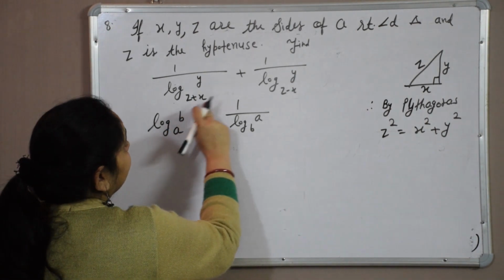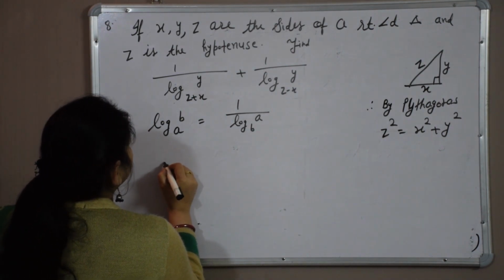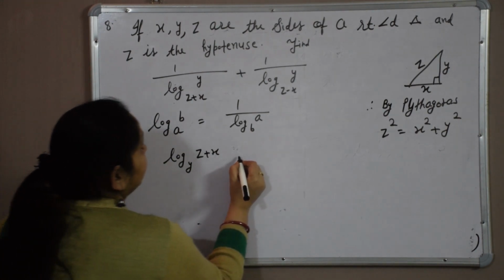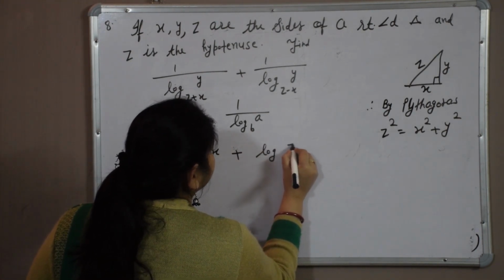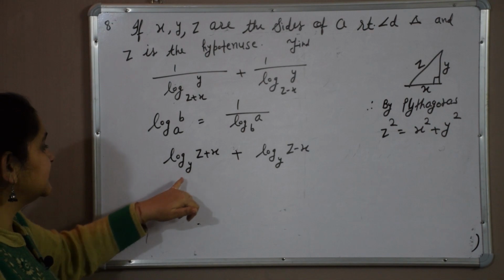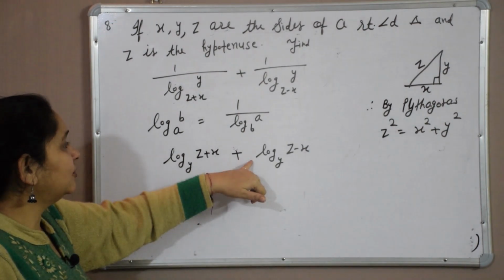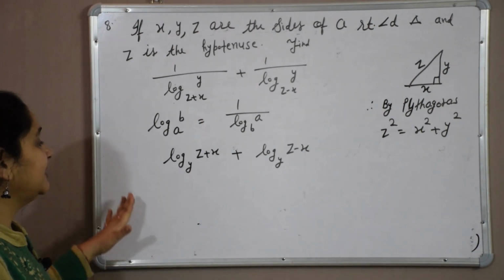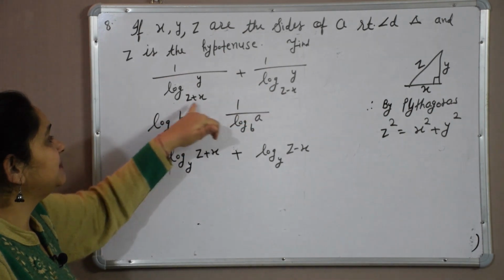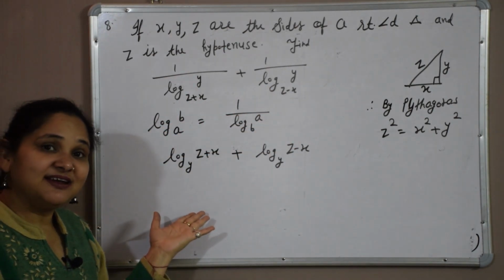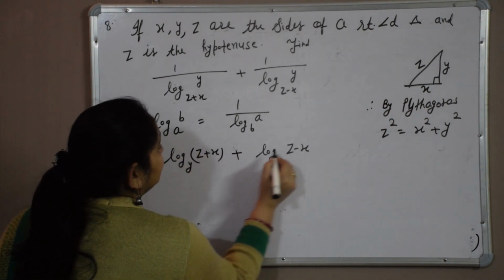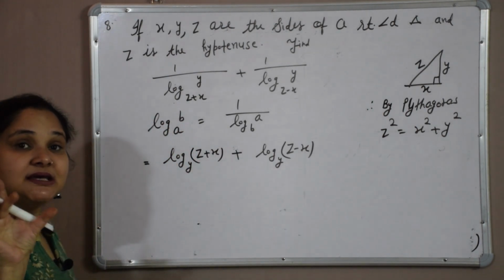These two numbers are reciprocal of each other. First of all, we will convert this into log of z plus x to the base y plus log of z minus x to the base y. We have made the base the same. Here the bases were not the same, z plus x, z minus x, but by taking their reciprocal, we have made the base the same, y. Now we can put these numbers in brackets because it is a single number.